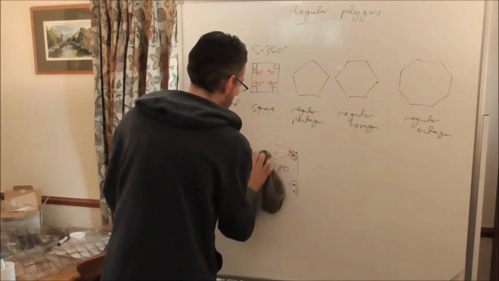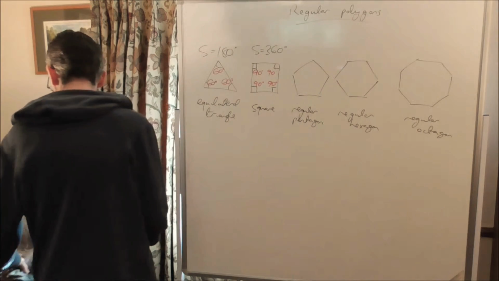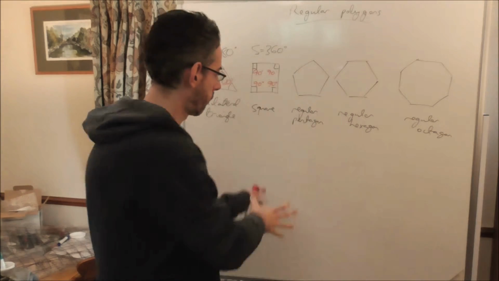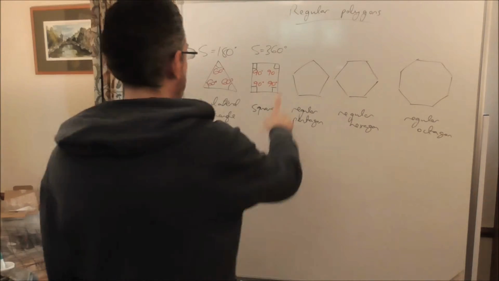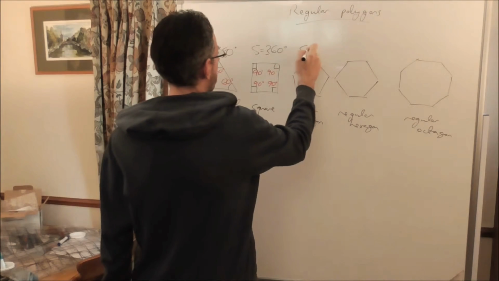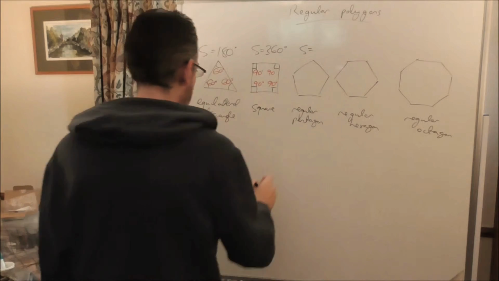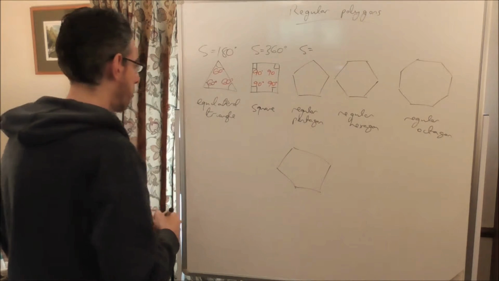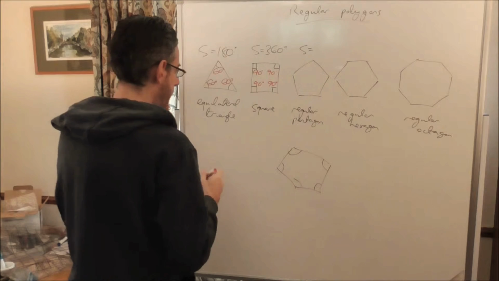Right, now what about a regular pentagon? What's the size of each angle in a regular pentagon? Well, if we could work out the sum of all the angles, maybe by splitting into triangles just like we did with the quadrilateral, then we could just divide that answer by 5 to get what each angle is. So let's try and find the sum of all the angles in a pentagon. If you just draw a random pentagon, how many triangles is that going to be split into? Let's just mark the angles, like so.